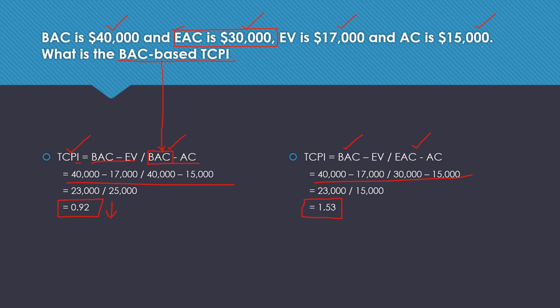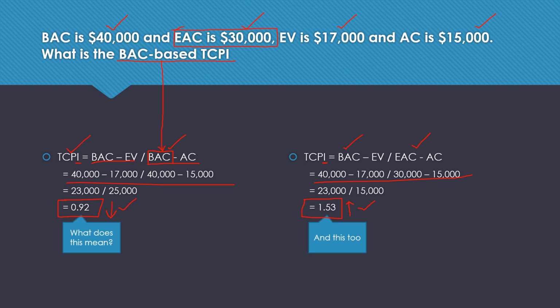Now this is also the to complete performance index, an index whose value you're getting is greater than 1. So for BAC based TCPI, you get 0.92, which is less than 1, and for EAC based TCPI, if I may call it that, you are getting 1.53, which is greater than 1. My question here: what does less than 1 mean and what does more than 1 mean? What do these two values signify here? I'll be waiting for your answers in the comments.